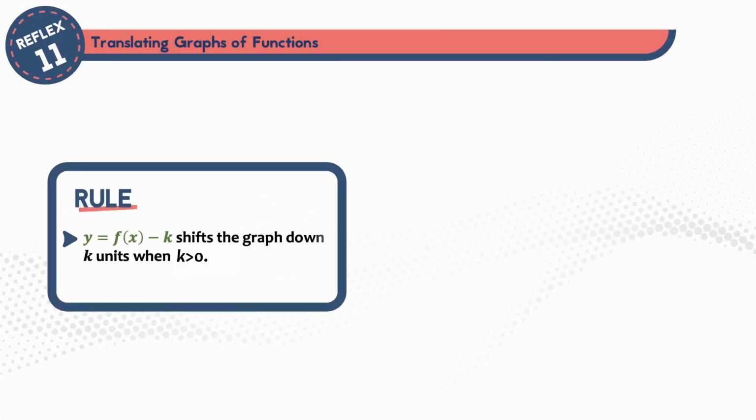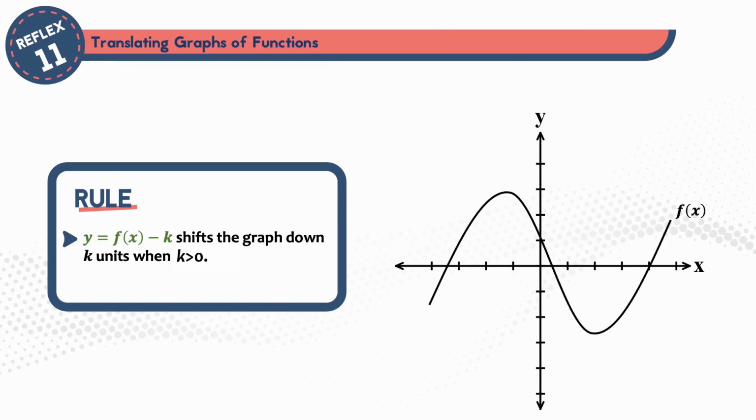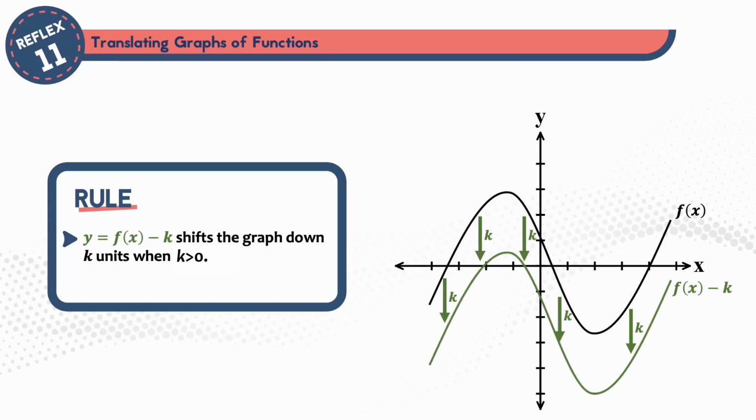So this next rule is y is equal to f of x minus k. It shifts the graph down k units. So here is our function of f of x. And if we have a translation of f of x minus k, that means it's going to go downward k amount of units.